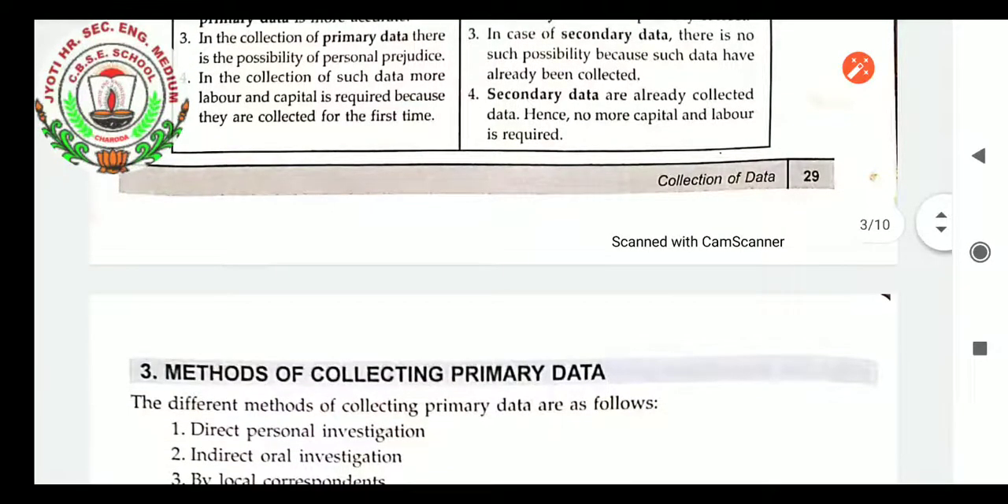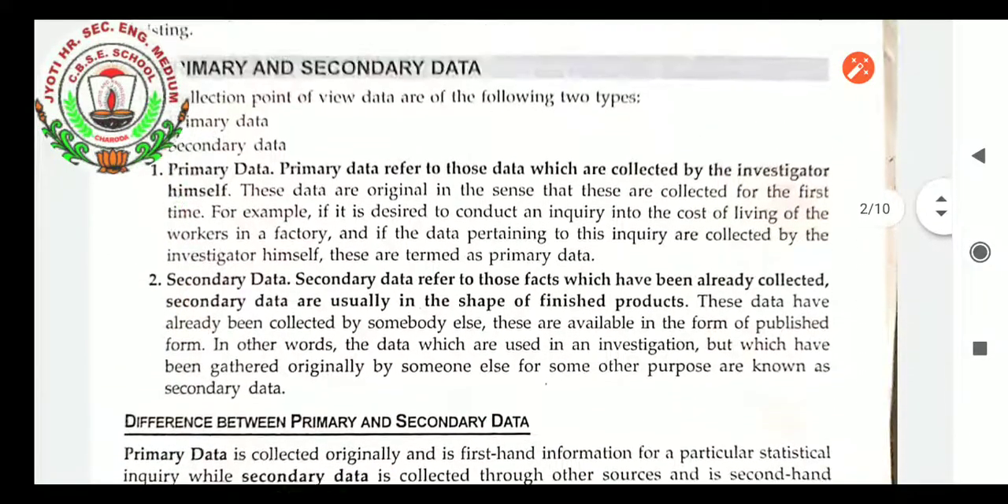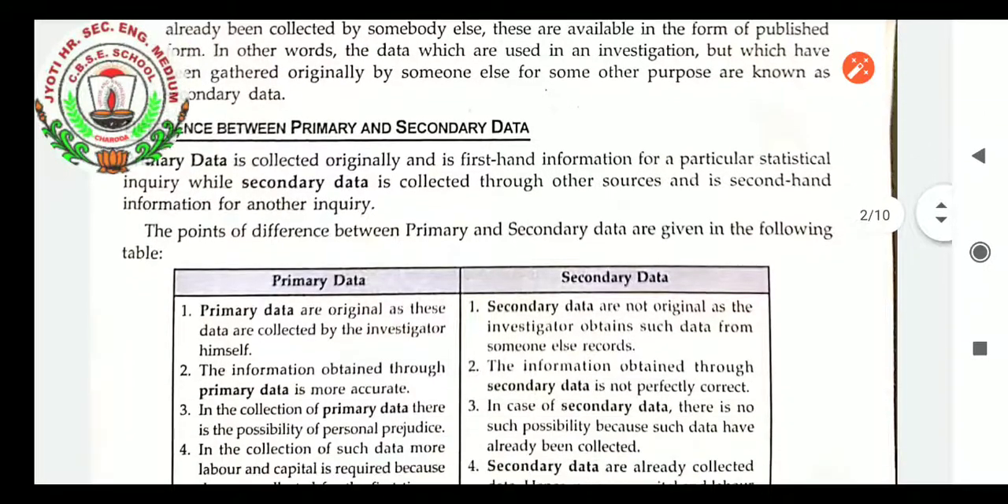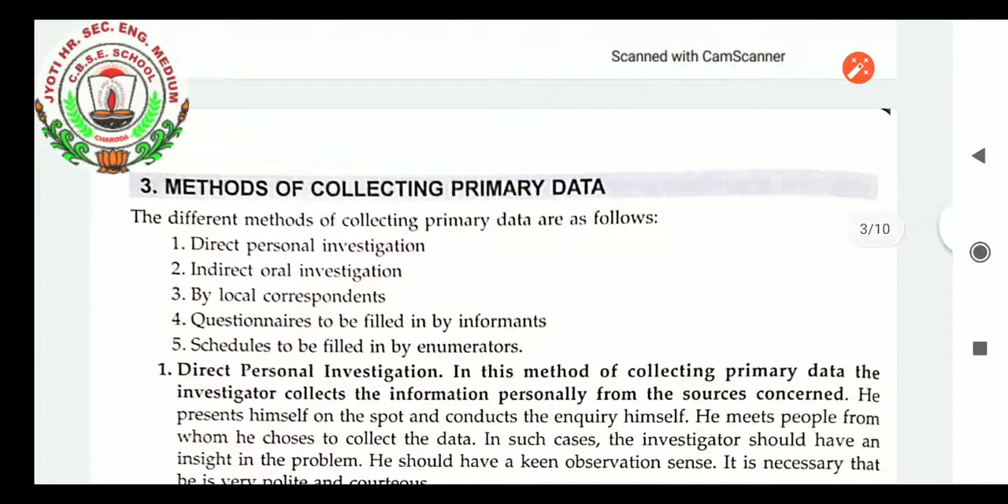But here in the primary data, more resources, more effort, and more labor are needed, because we are directly making an investigation ourselves. Now comes the methods of collecting primary data. If the meaning of primary data and secondary data is clear, now we can go through the methods of collecting primary data. Students, the different methods of collecting primary data are as follows. The very first is direct personal investigation.